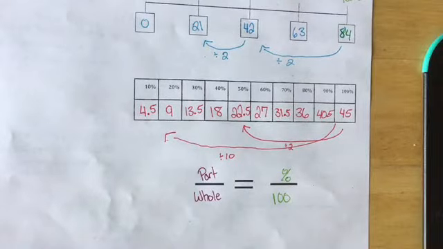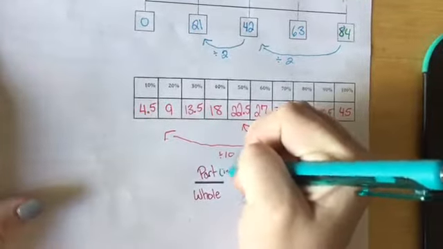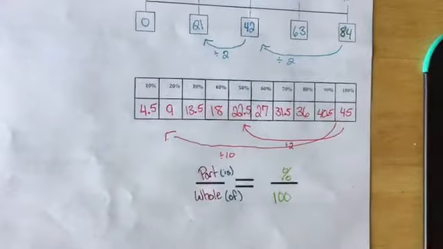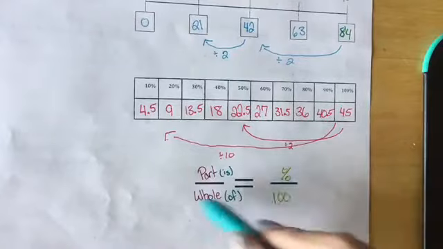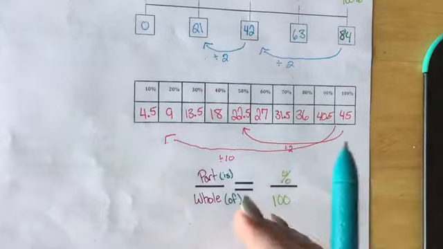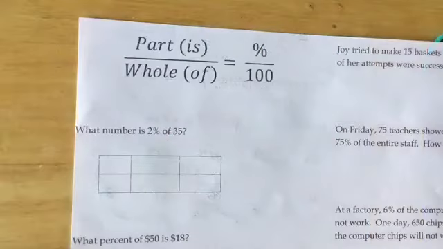So part over whole, we can use the trick to say the part is the "is" and the whole is the "of." That gives us percent over 100. They'll use the word "is" in a sentence for the part, and the word "of" for the whole, to tell us what is the part and what is the whole. Using that part, which is "is," over whole, which is "of," gives us percent over 100. We're going to solve some problems.